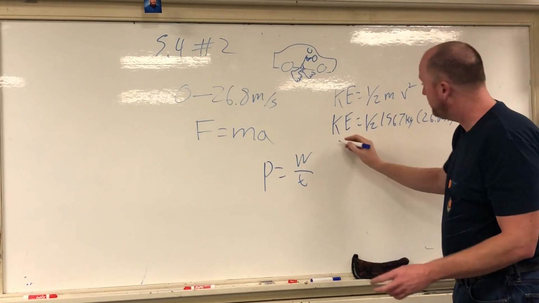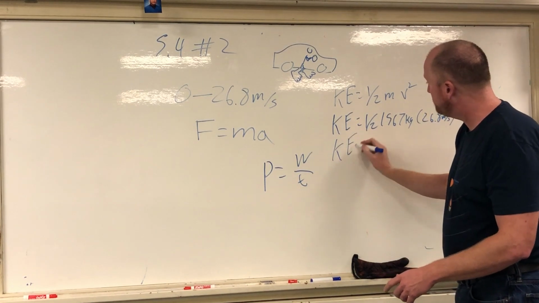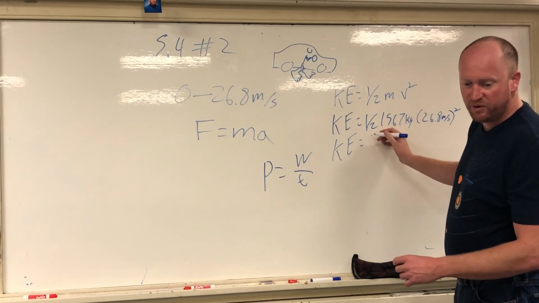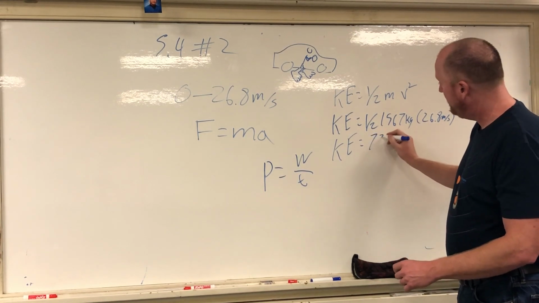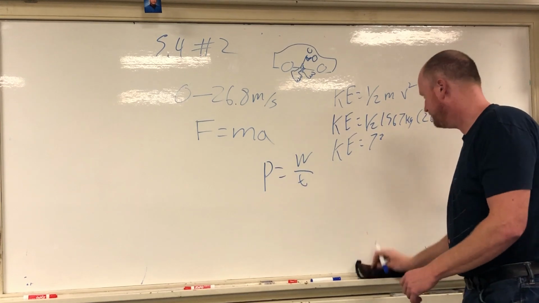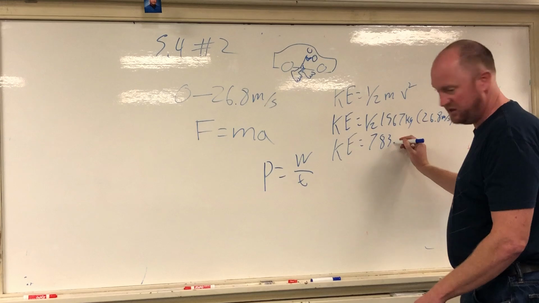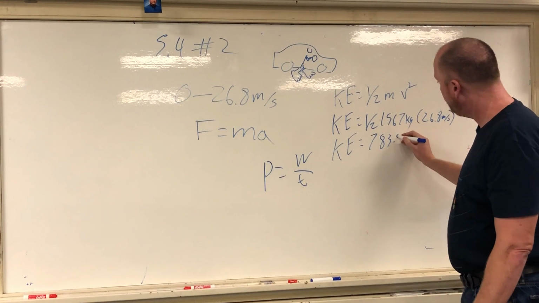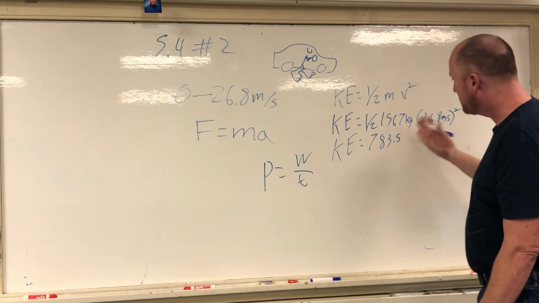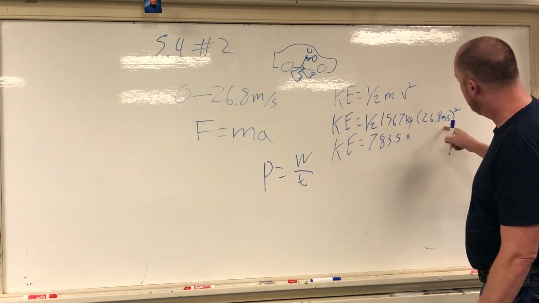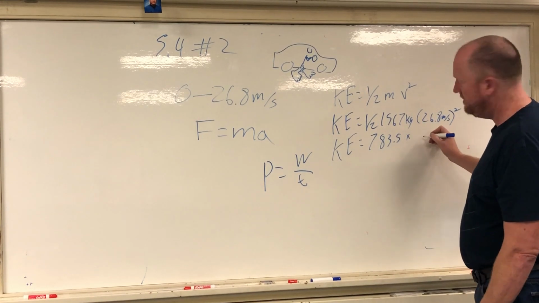Okay, let's keep working here. So the total kinetic energy we're going to end up with, 1/2 of that, I have it already written down, is 783.5. Well, that'd be kilograms. We're not going to worry about the units at this point. Times, now, 26.8 squared is 718.24.